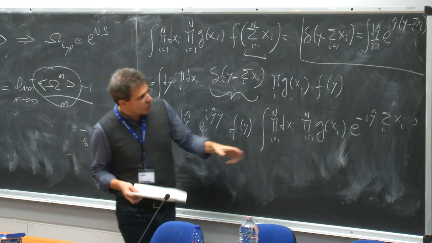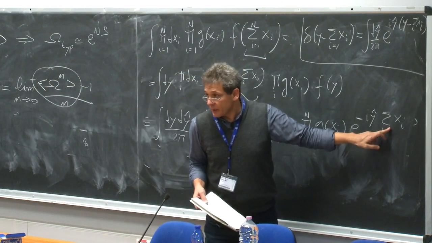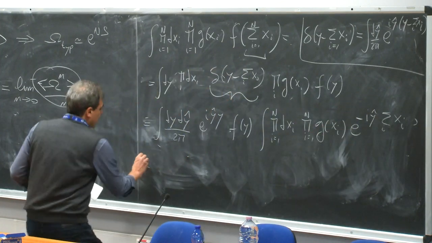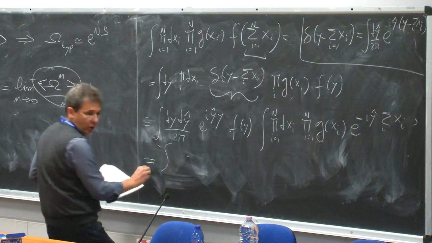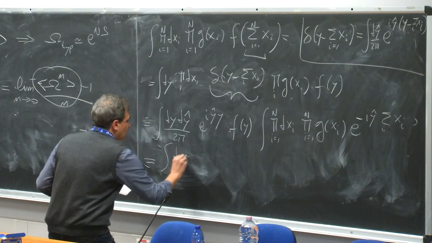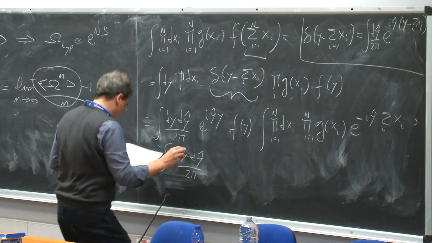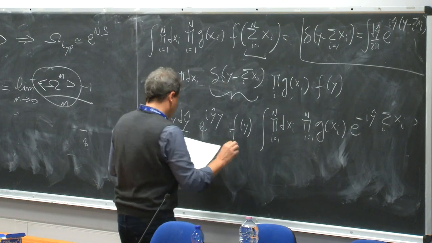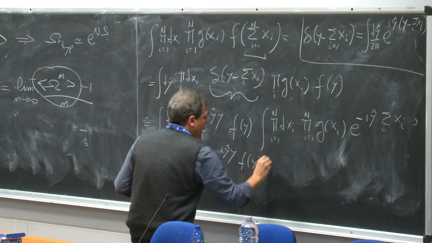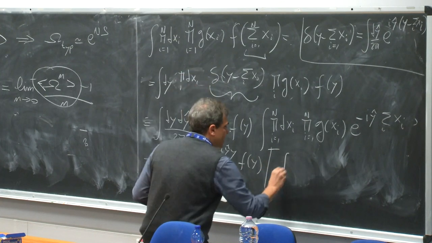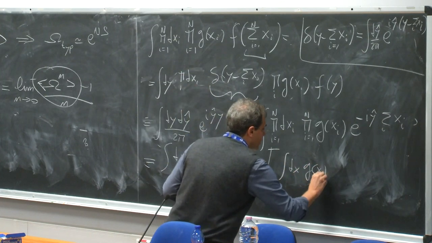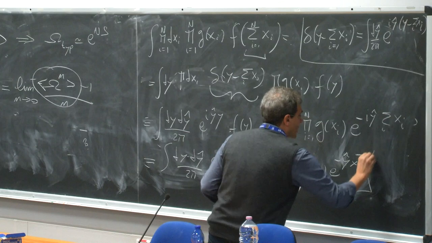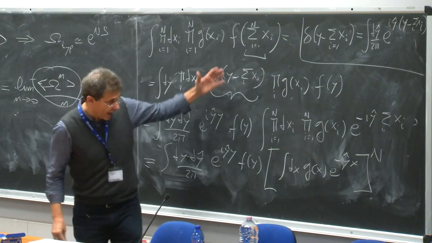And now we are done, because you see that this is factorized. The exponential of the sum is the product of the exponentials, so everything is factorized. And so this integral can be written as follows: the integral over dy dy hat over 2 pi, e to the minus i y hat y, f of y. And this is the whole trick. Then you have just one single one-dimensional integral, to the power n, okay?